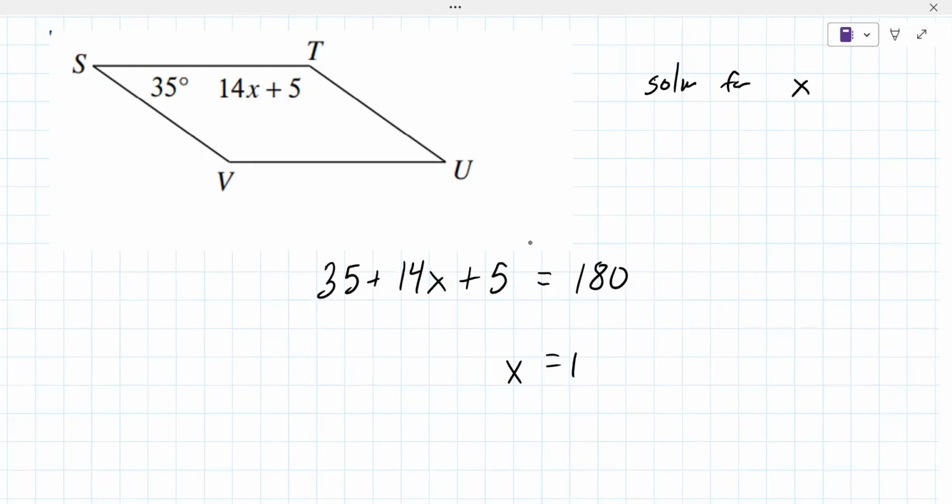Okay, so X is 10. So I want you to use that to find angle T. T is 14 times X plus 5.